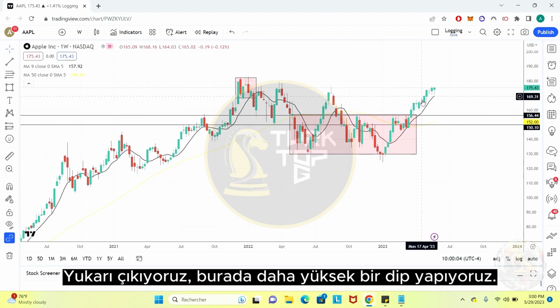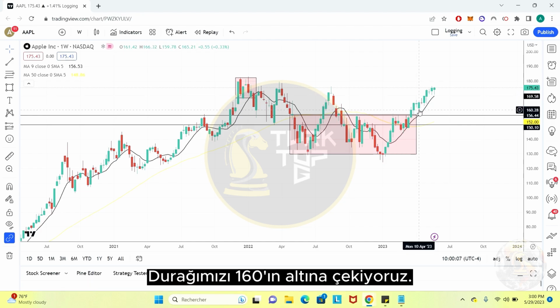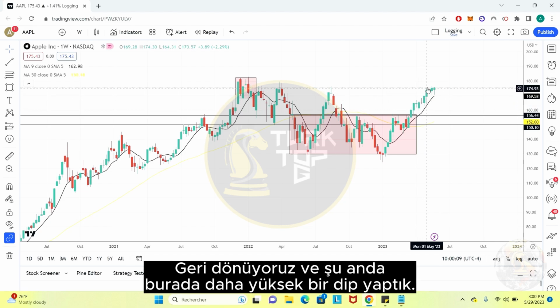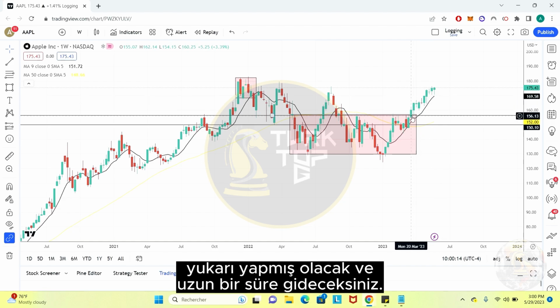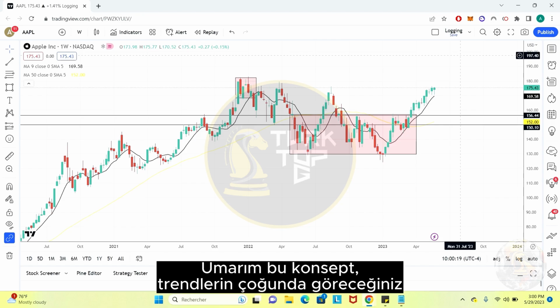We go back up, make a higher low here. We move up our stop to below 160. We go back up. And right now we made a higher low here, so our stop would be below 170. And you would have ridden this entire move up and however long it goes. I hope this concept is clear.